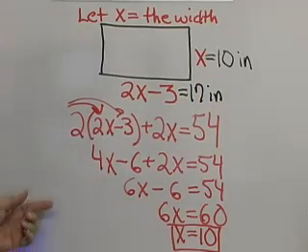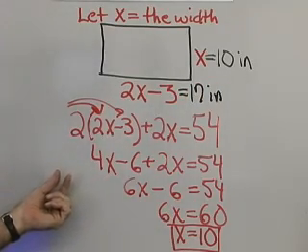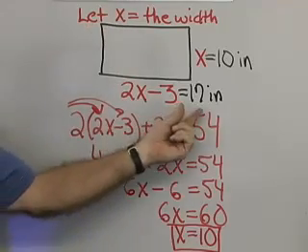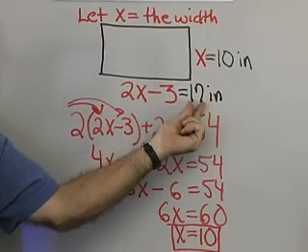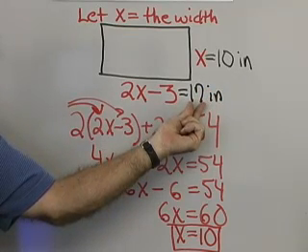So now let's see if this makes sense in the problem. The length of a rectangle is 3 inches less than twice the width. Well, twice the width is going to be 20. 3 inches less than that is 17. The perimeter is 54 inches.